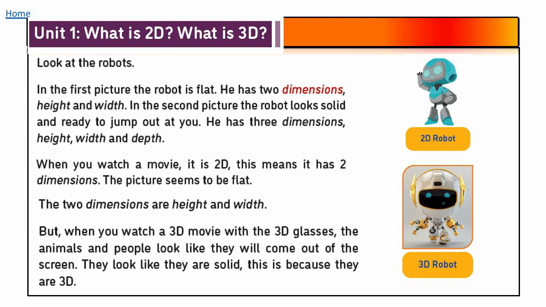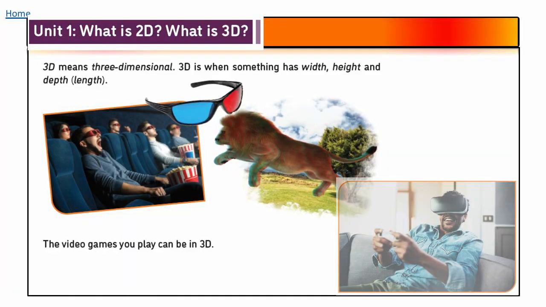For example, when you watch a movie, it is mainly in 2D. This means that it is flat, it has two dimensions. But if you watch a 3D movie using 3D glasses, it makes it look more realistic. Animals or people might look like they will come out of the screen. As an example here, you can see how the 3D glasses give you that effect. Same thing for games using a VR.